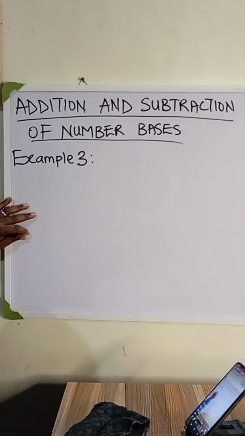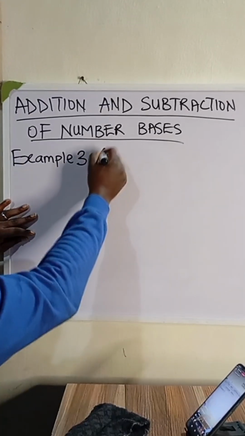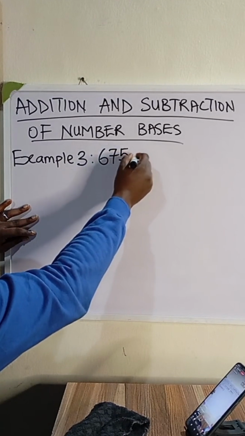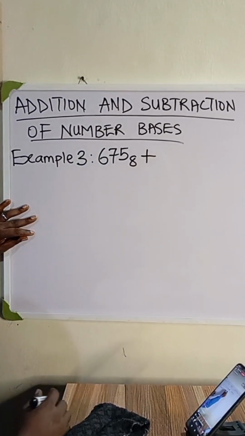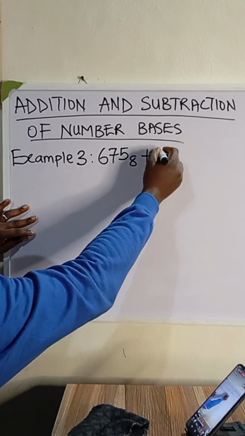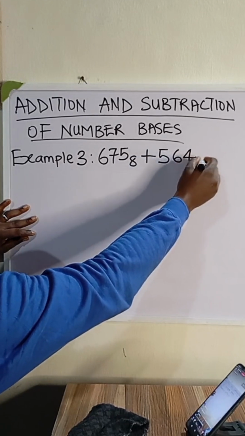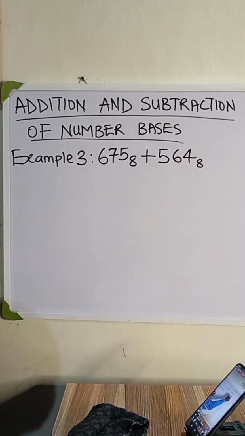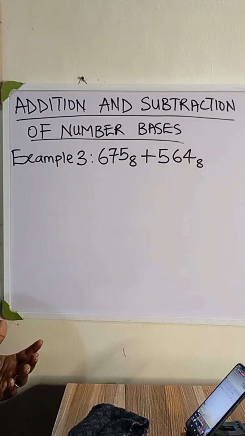We have 675 base 8 plus 564 base 8. So in this question, our base is base 8. This means we cannot have any value bigger than 8, right?